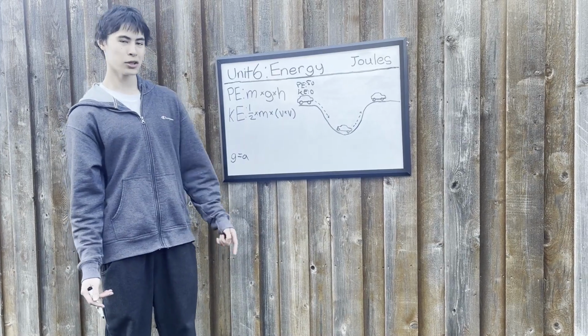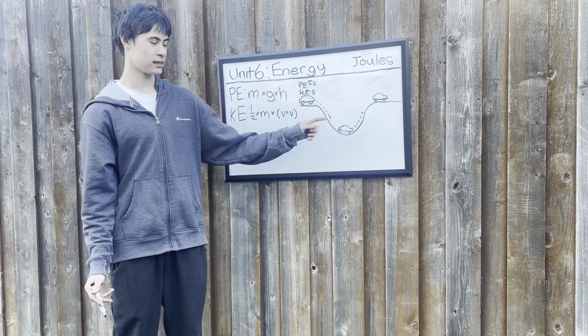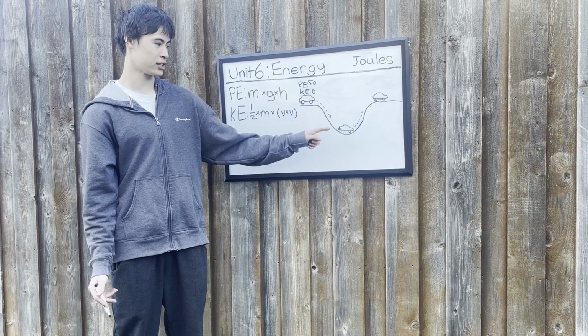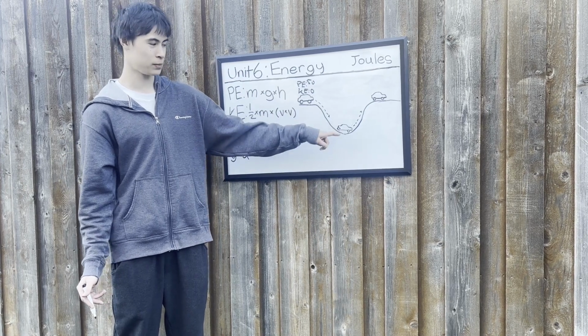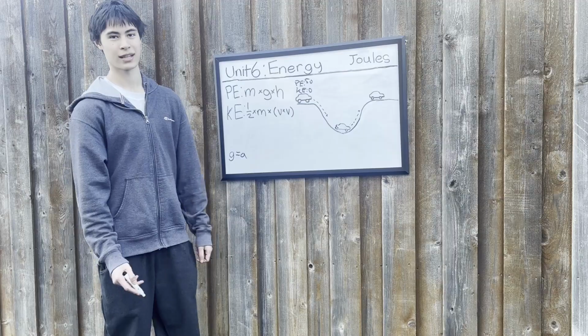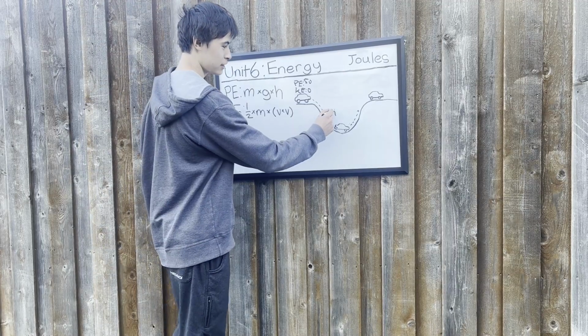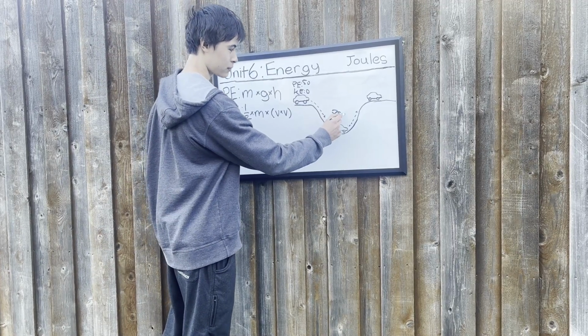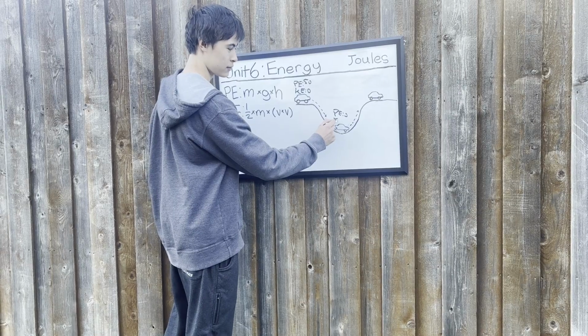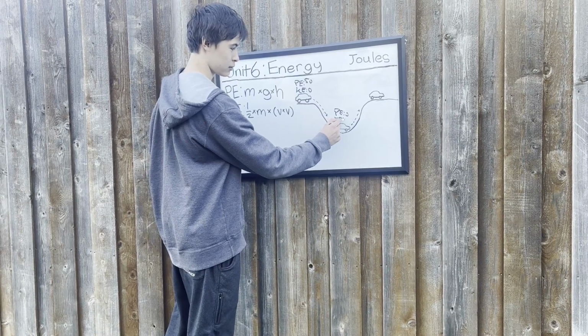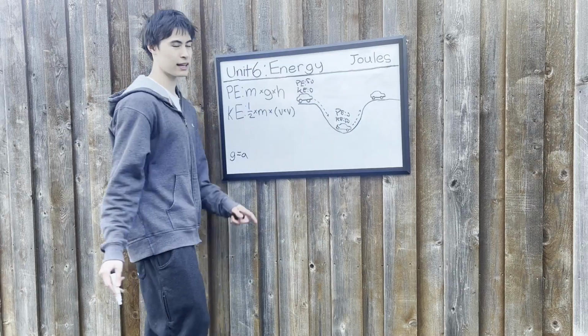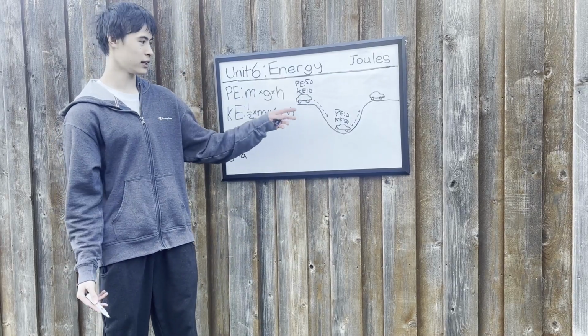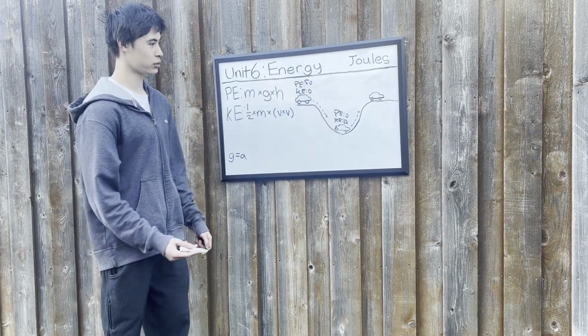Now, what do you guys think it has down here? What's the split between the energies as it's at its max speed at the bottom of the hill? That's right, you guessed it. 0 for potential energy and 50 for kinetic energy. Because the energy isn't created or destroyed, it's just transferred between the two.